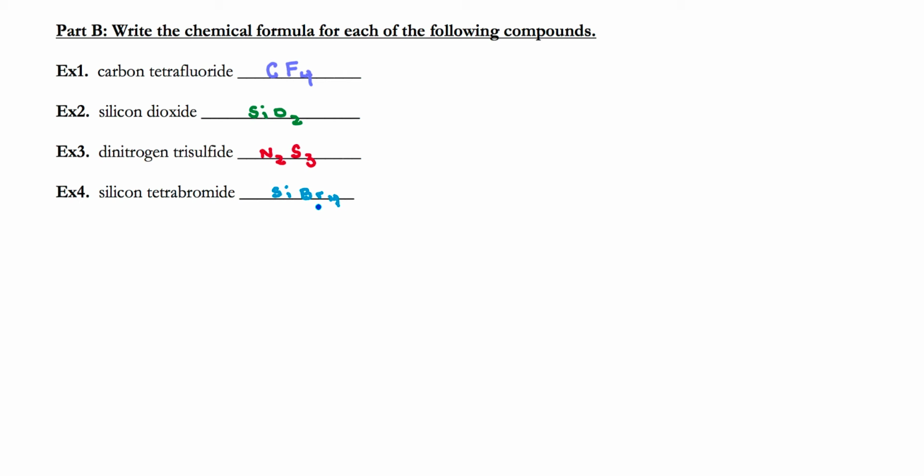So no crossing of charges here. Your prefixes simply tell you how many of each atom you have, but remember you can only use this when you have a covalent compound which is between 2 nonmetals.